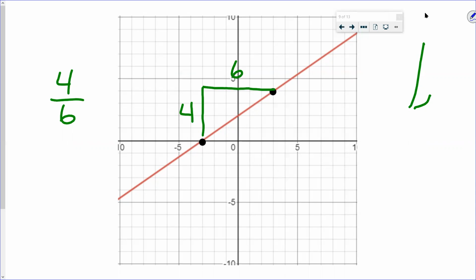Yes, Mr. Harris, we can. They're both divisible by 2. Nicely done. So we're going to divide them both by 2. So this line actually has a slope of 2 over 3.